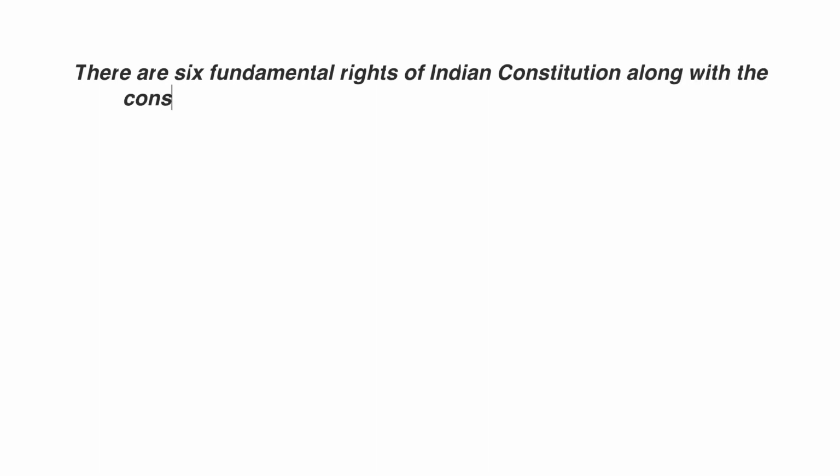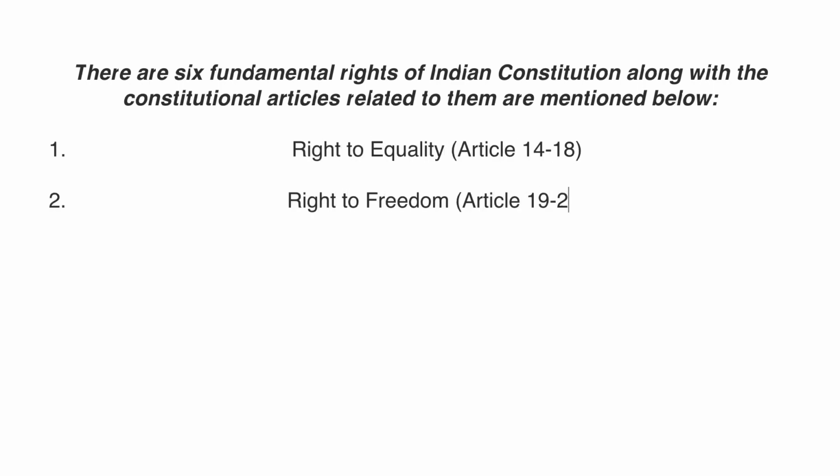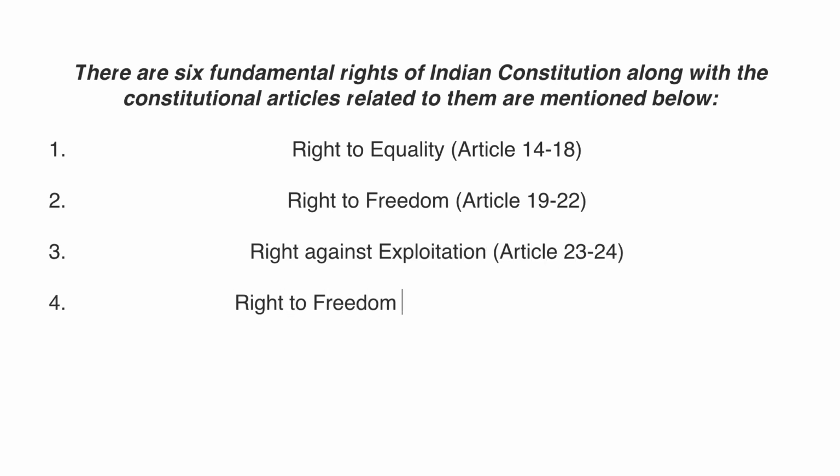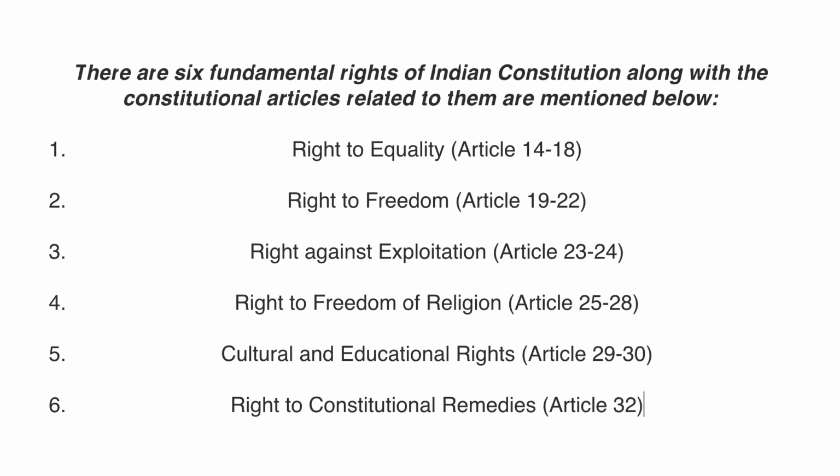Now, there are 6 fundamental rights conferred upon an Indian citizen. First, right to equality. Articles 14 to 18 talk about right to equality. Articles 19 to 22 talk about right to freedom. Articles 23 and 24 talk about right against exploitation. Right to freedom of religion, Articles 25 to 28. Articles 29 to 30 talk about cultural and educational rights. And finally, Article 32 talks about right to constitutional remedies.